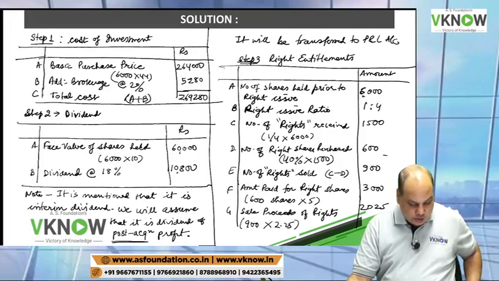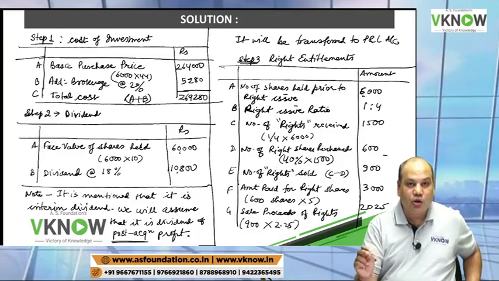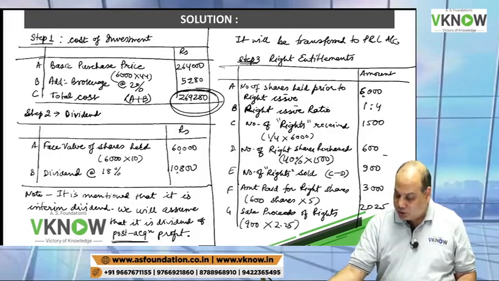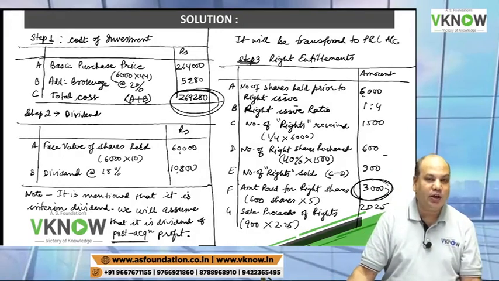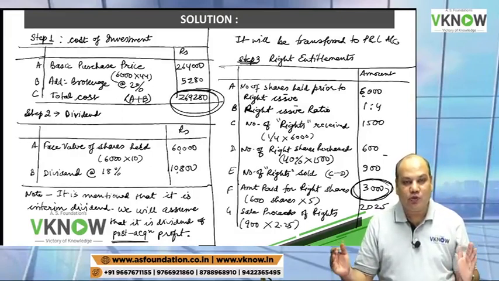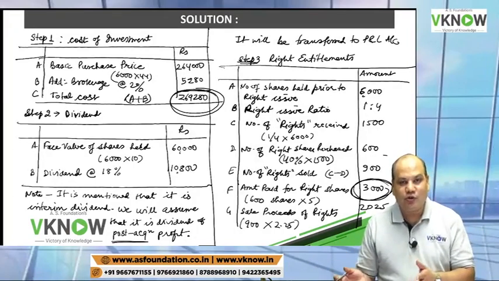Now, in this question, there is one surprise thing. There is no sale of shares. So if there is no sale of shares, your closing investment will be just the total of original holding plus right shares purchased. No complicated calculation is involved because there is no sale. Whatever you have purchased remains in your stock.